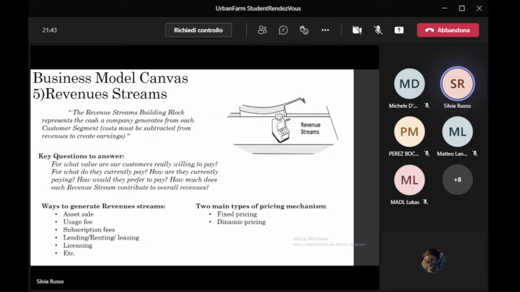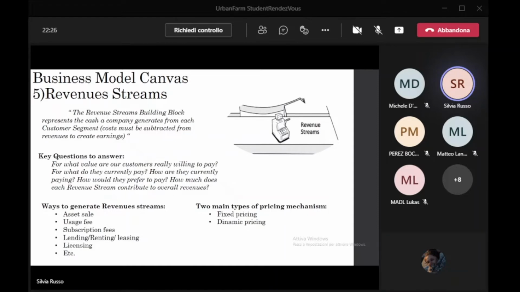The authors suggested that there are several ways to generate revenue streams. For example, through the sale of products and services, or subscription fees, or leasing, lending, renting, etc. And also specify that there are two main types of pricing mechanism. Fixed menu pricing, when predefined prices are based on static variables, or dynamic pricing, when prices change based on market conditions.